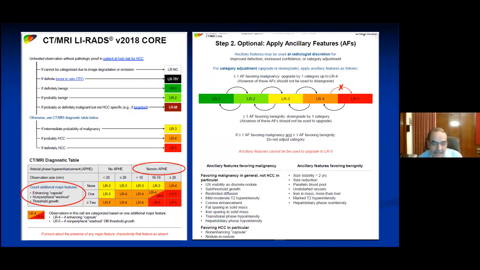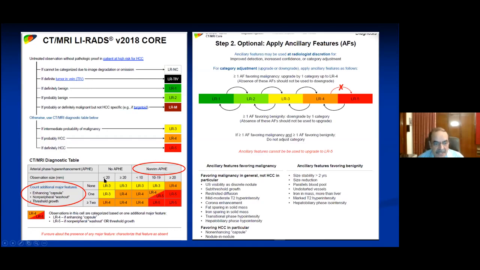We use this in our radiology reports. It's a good way to be on the same page to communicate. And this basically grades the degree of suspicion from LR1 to LR5. LR1 is a definitely benign lesion, and LR5 is a lesion which shows all the typical imaging features for HCC, and I'm going to virtually say that this is HCC and no further biopsy is required.